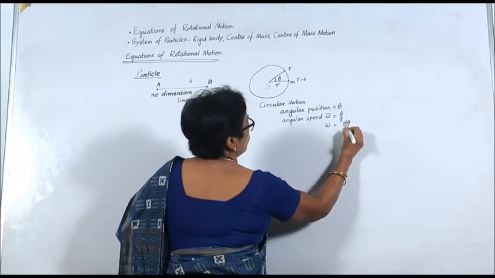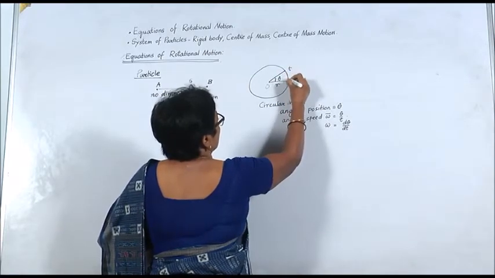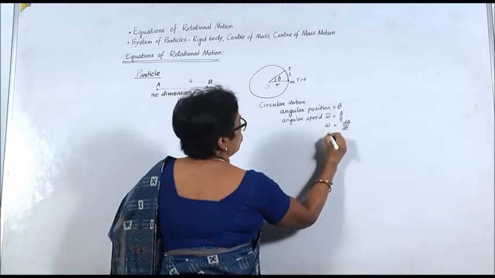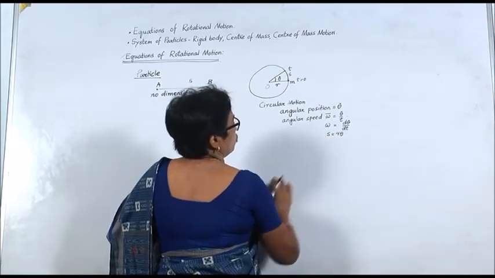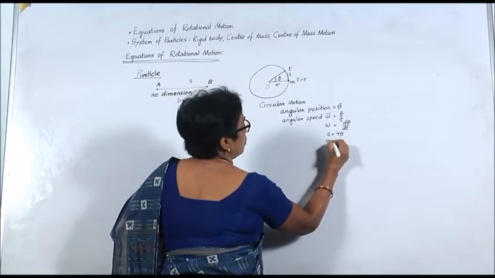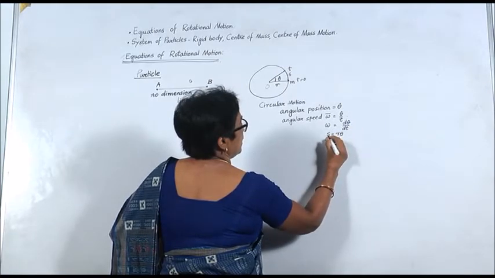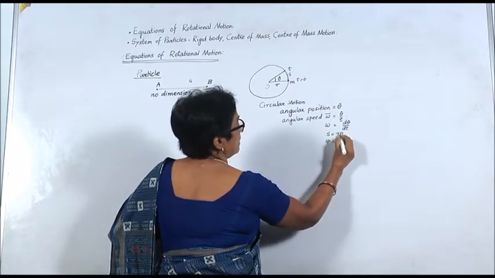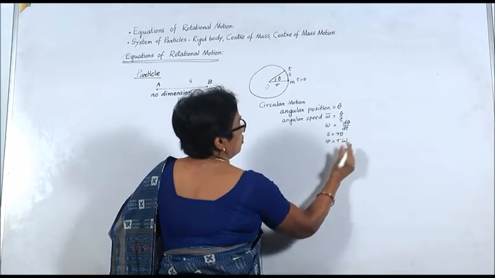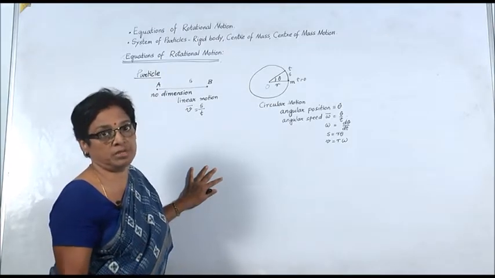This you already know, and you have also found out that if this length is S, and this is r, then S equals r theta. The derivative of S will be V. So, ds by dt is equal to r d theta by dt, r constant, then d theta by dt will be omega. So, V equals r omega. This you have read in your circular motion chapter.